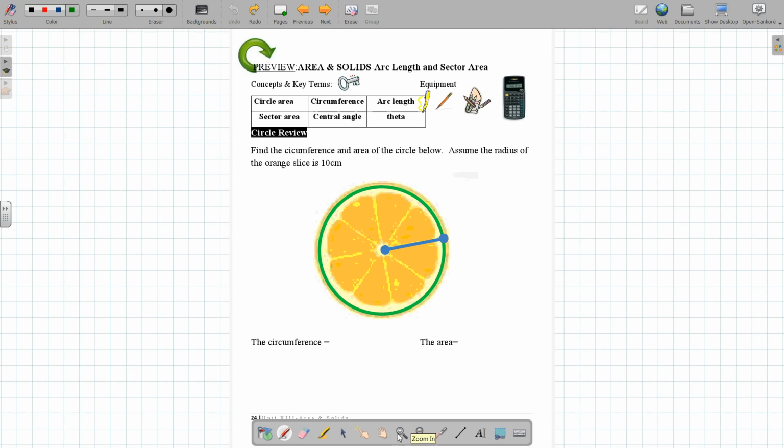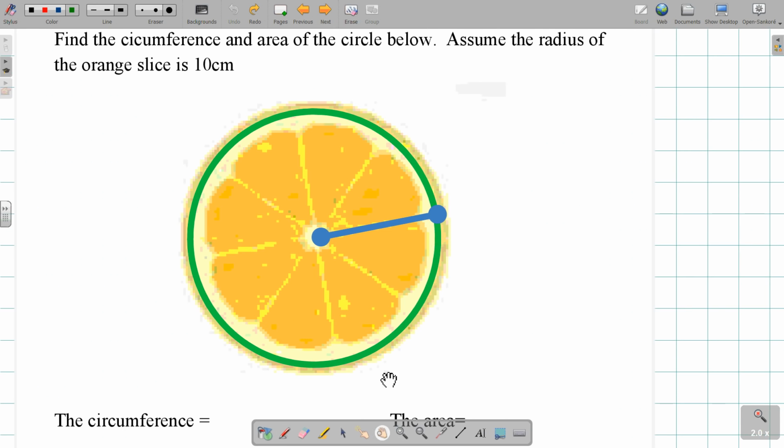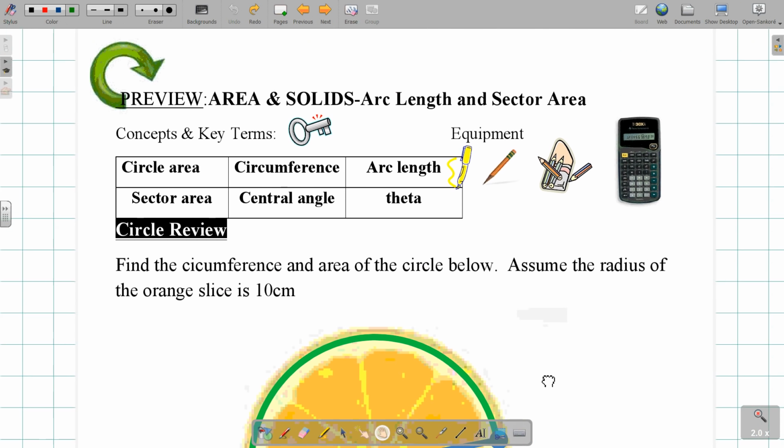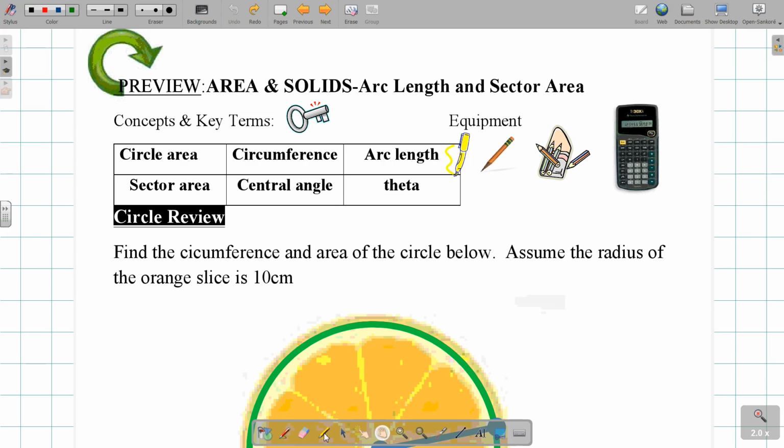So last class was about regular polygons. This class, we're going to go back to circles. We're going to talk about something called arc length and sector area. Keywords: circle area, circumference, arc length, sector area, central angle, and of course, theta.